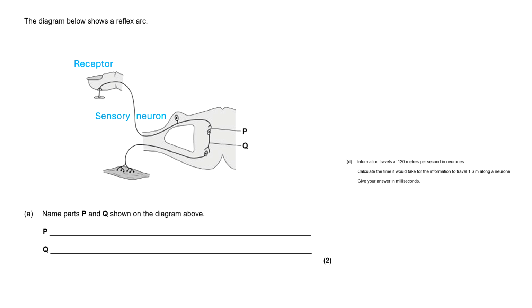You need to be able to label the sensory neuron, which transmits the electrical impulse from the receptor to the control centre. The control centre could be either the brain or the spinal cord, depending whether it's a conscious or an unconscious reaction. You need to be able to recognise and label a synapse, which is a gap between two junctions, a relay neuron, which is part of the spinal cord, and also the motor neuron, which transmits electrical impulses from the control centre to the effectors.